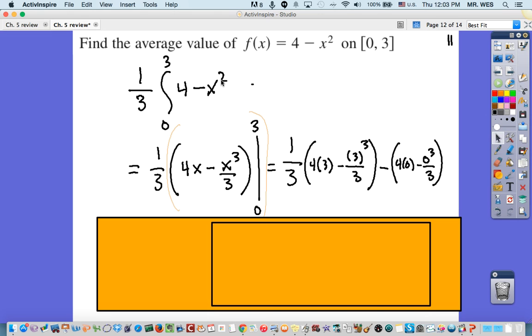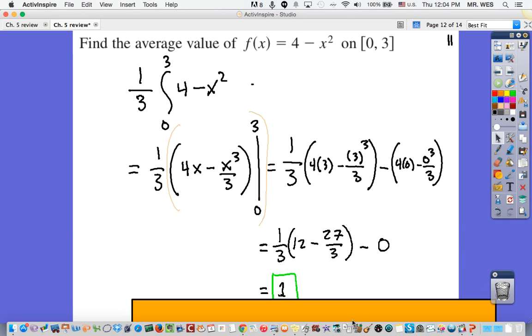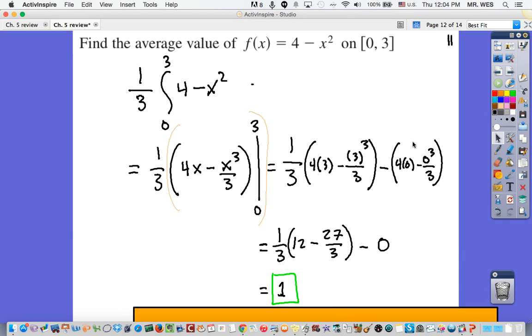So when I take the integral of it, I end up getting not 4 but 4x, and not negative x squared but negative x cubed divided by 3 on the interval from 0 to 3. And I made sure this is all in parentheses because it's going to be divided by 3 or multiplied by 1 over 3 because it's the average value. Now when I do from 0 to 3, I have to plug in 3 into the x's and I get this. I plug in 0 to the x's and I get this. And obviously these are going to cancel out to 0, and this is going to reduce to 1.